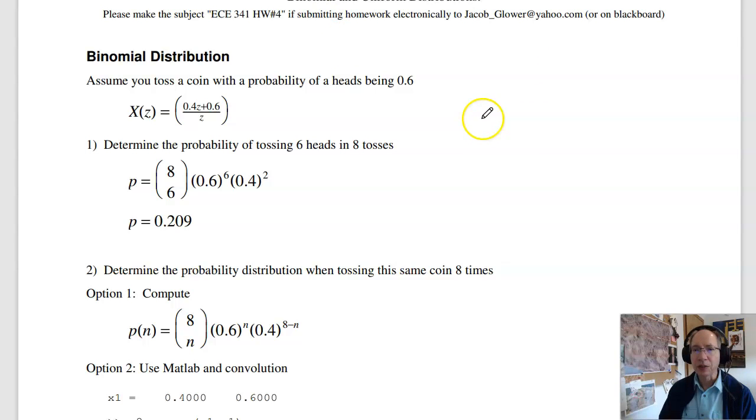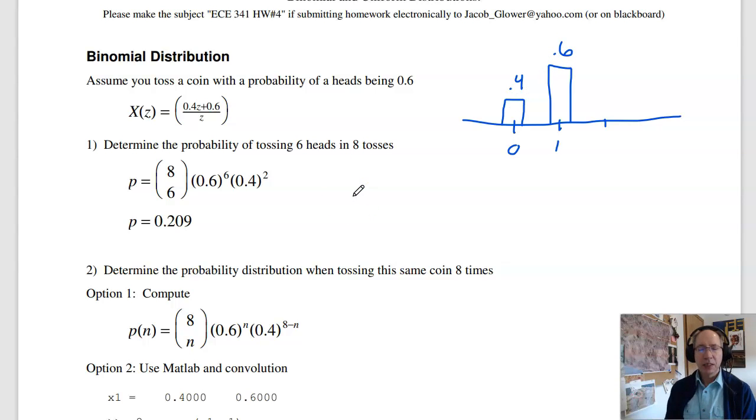And kind of what that looks like, if you do the PDF, I've got a 40% chance of getting a 0, 60% chance of getting a 1, or heads. Problem 1 is, what's the probability of tossing the coin 8 times and getting 6 heads?